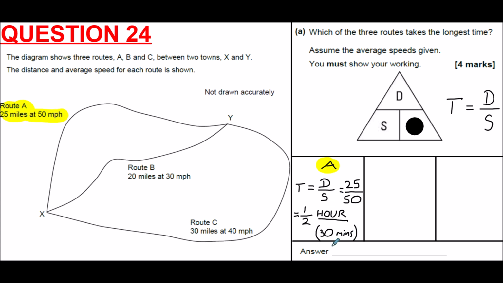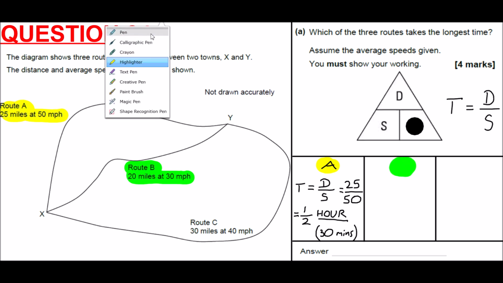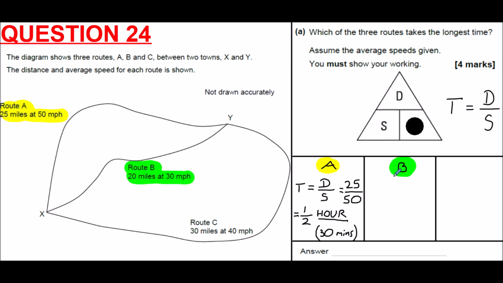So A takes exactly half an hour if you were travelling at the average speed. We can now work out the same thing for B. So same formula, same calculation, but with different values. And so now for B, the time taken travelling along route B will be the distance along route B divided by the average speed for route B. And so 20 miles is the distance, but the average speed for B is 30 miles per hour.